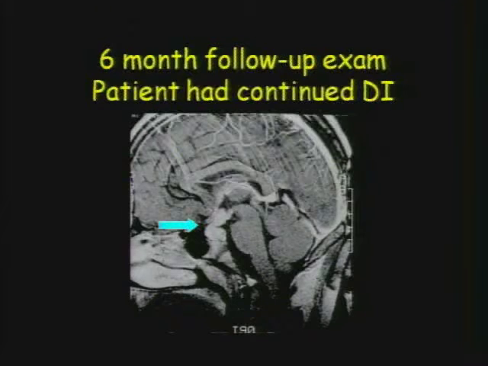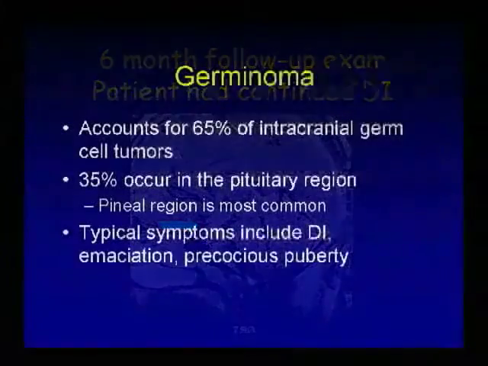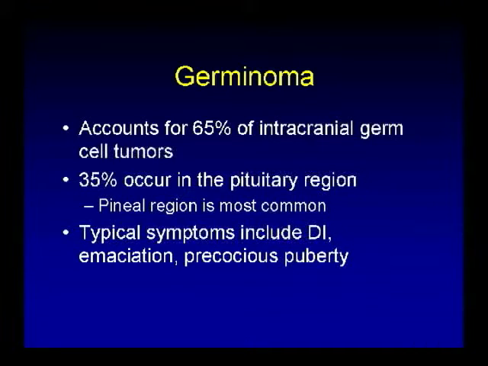This patient had a follow-up MR because of continued DI, and now we can see the large enhancing mass in this patient with a pituitary region germinoma. Germinomas account for about 65% of intracranial germ cell tumors. They can occur in the pituitary region or the pineal region, and in the pituitary region you often see diabetes insipidus, emaciation, or precocious puberty.